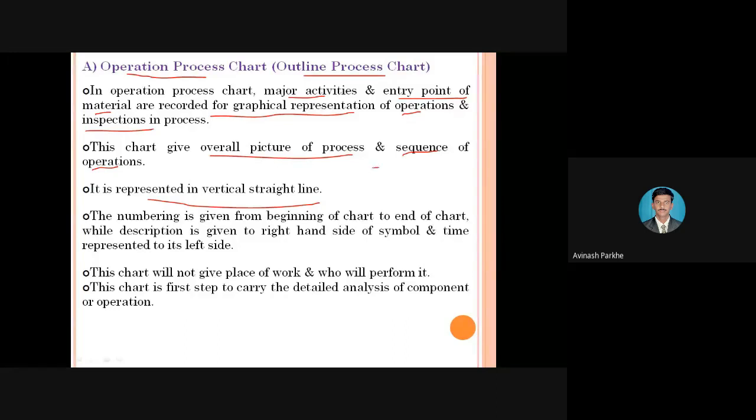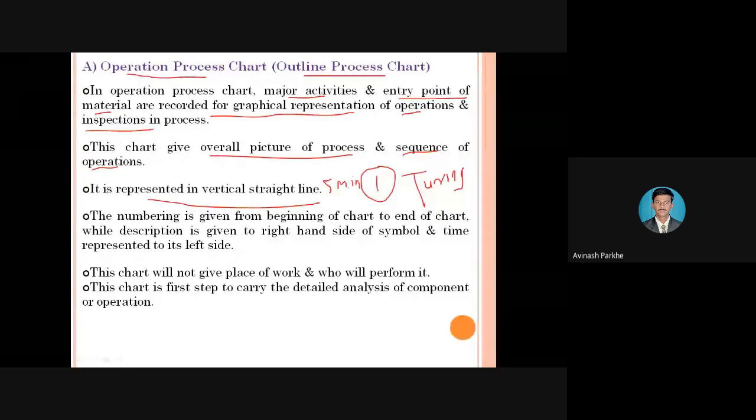if I have to perform the drilling operation, this is the symbol for the operation, which is represented by O or the circle. For this particular operation, at the center, I have to give the number. That means it is operation number 1. To the right side of this symbol, I have to represent the name of the operation. For example, if I am using the turning operation, at the right side, I have to give the name turning operation. And if 5 minutes are required for that turning, at the left side I will represent the time.